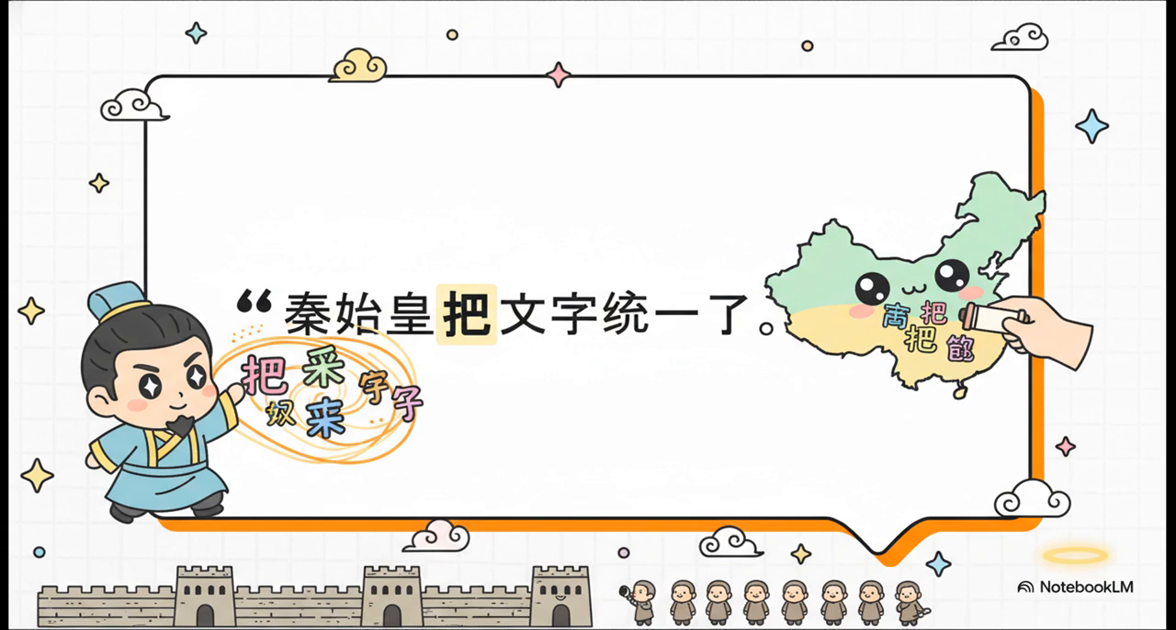And look, here's a perfect example. This sentence uses ba to show that Qin Shi Huang actively took the writing system and did something to it. He unified it. That single word, ba, emphasizes this direct handling of an object. It feels powerful, assertive, controlling, just like the Qin Dynasty itself.